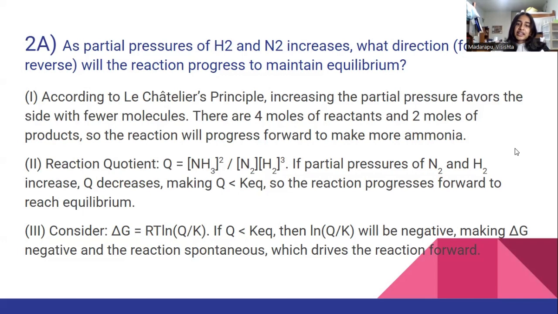Here, using the reaction quotient, we have the products over the reactants being nitrogen and hydrogen, and if the partial pressures of nitrogen and hydrogen increase, then Q decreases, making Q less than equilibrium, so the reaction will progress forward to reach equilibrium. When considering delta G equals RT ln Q divided by K, if Q is less than K, then the natural log Q over K will be negative, making delta G negative, and the reaction will be spontaneous, which will drive the reaction forward.